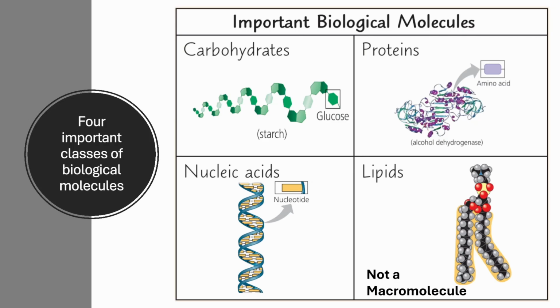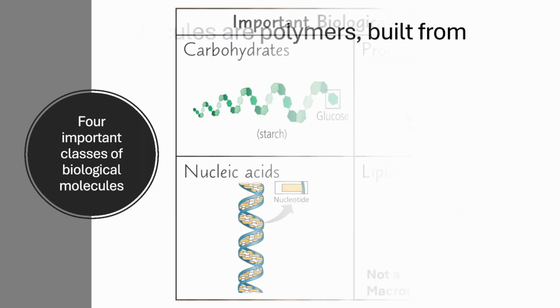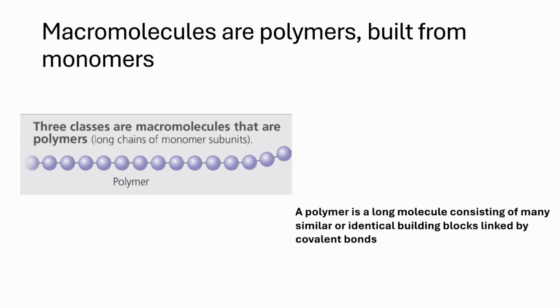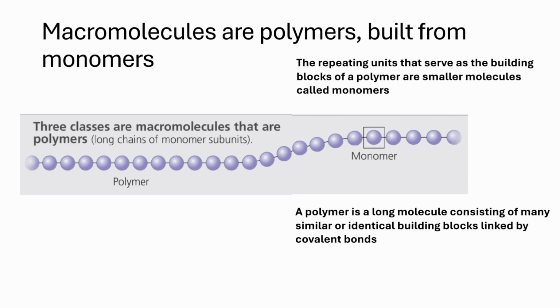Large carbohydrates, proteins, and nucleic acids are called macromolecules. Macromolecules are polymers that are built from monomers. A polymer is a long chain that is built from monomers, which is the repeating unit of a polymer. A monomer can have a distinct function, but when they come together in the form of a polymer, they have new emergent properties that are very useful for a cell.